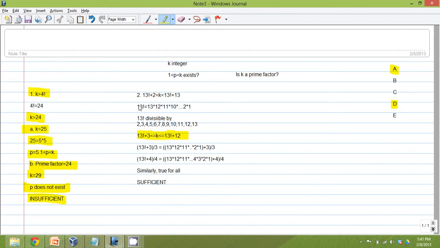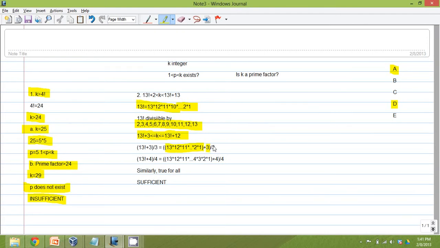Now, we know 13 factorial is equal to 13 into 12 into 11 into 10 and so on till 1. So it is divisible by all those numbers, 2, 3, 4, 5, 6, 7, 8, 9, 10, 11, 12, 13. Now, when I write 13 factorial plus 3 divided by 3, is it divisible? What do I see here? I see that this particular thing inside the inner bracket is divisible by 3 because it consists of 3, and I see again that this is also divisible by 3. So I can divide them.